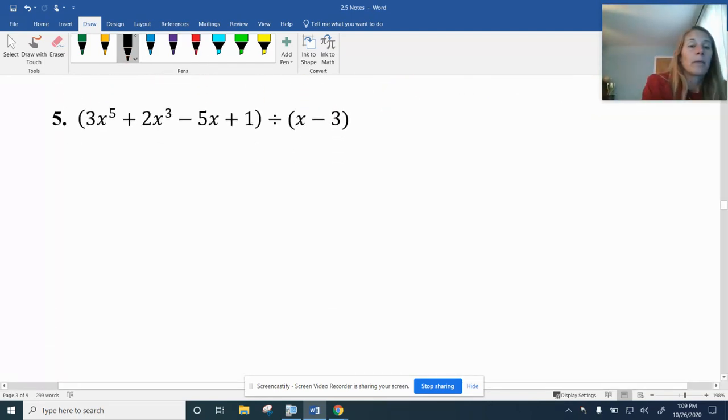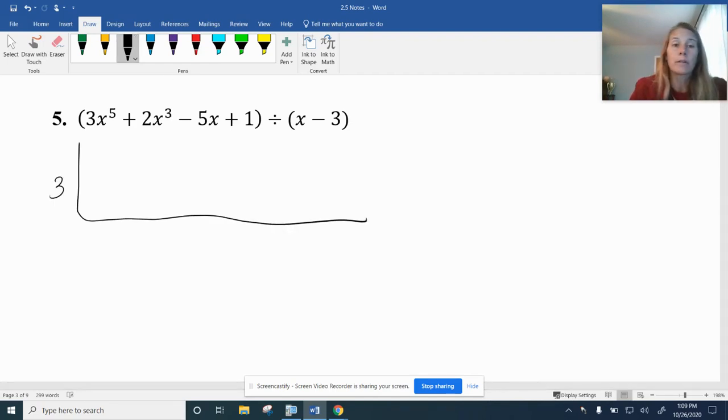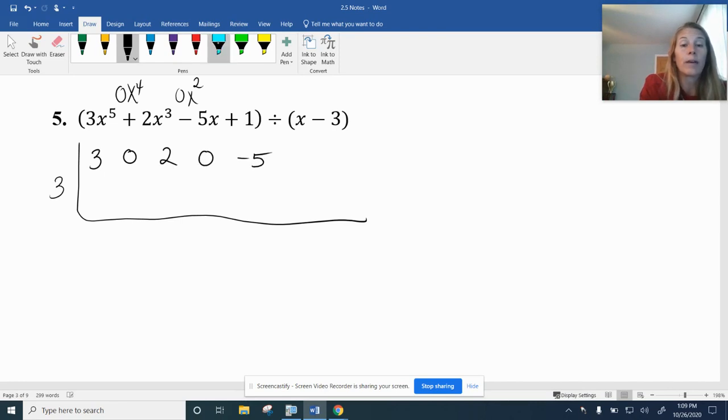Okay, number 5. I'm going to have a positive 3 out front. And this time I'm missing both my x to the 4th, so I'm going to put a 0 placeholder there, and I'm also missing my x squared, so I'm going to put a 0 placeholder there. So I have 3, 0, 2, 0, -5, and +1. Now notice this one is an x to the 5th polynomial, so I suspect my answer will be an x to the 4th since I'm only subtracting or dividing one of the factors out.